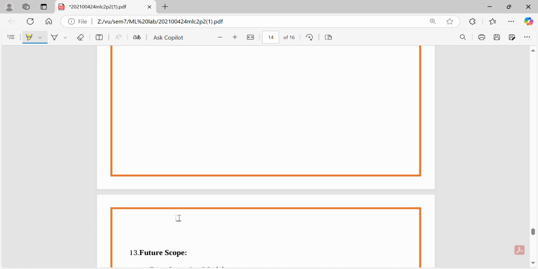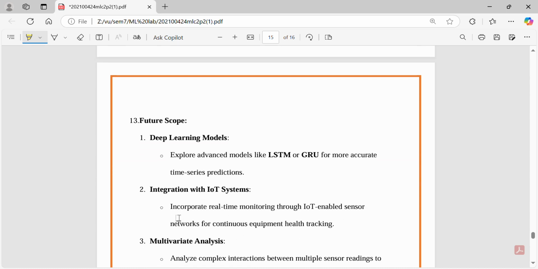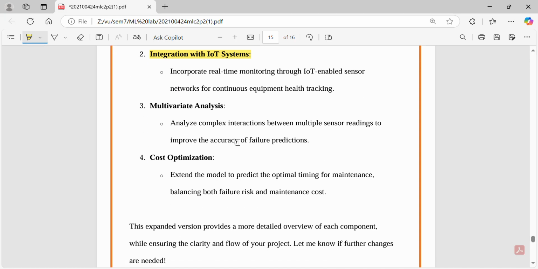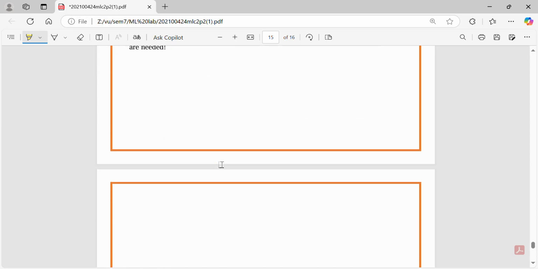Scalability. So here we have some future scope. We could also integrate an IoT system, and we could also use some deep learning models. This is the future perspective and it could help with cost optimization.